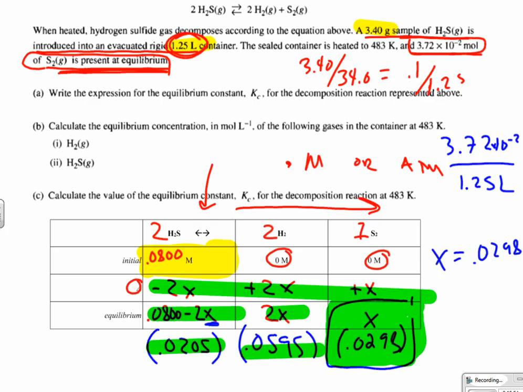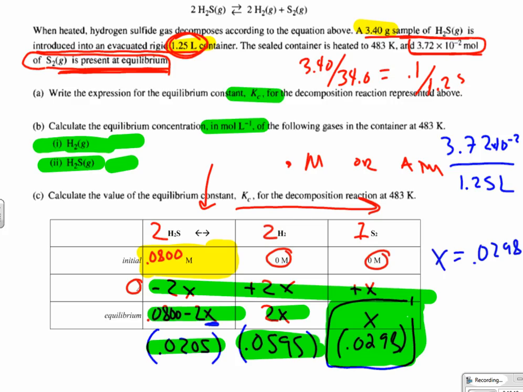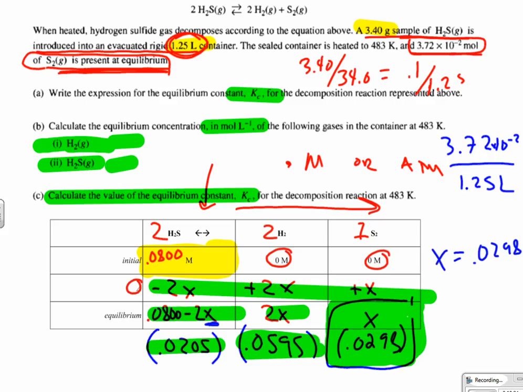The last thing it asks for, because if you notice here, it says calculate the equilibrium concentration in molarity for the following gases. What's the concentration of H2? 0.0595. Concentration of H2S is going to be 0.0205, so I get the points for that on the exam. I didn't write the expression. I could write the expression and basically plug these values in, because the last thing they asked me is to find the equilibrium constant. Once I find the E-line values, the trick is I just plug it into the expression, and I can solve for the Kc value, and then there'll usually be one other part to the add-on of the problem.